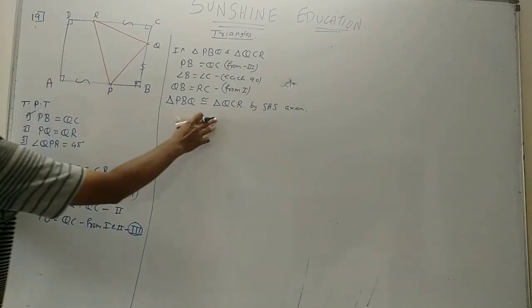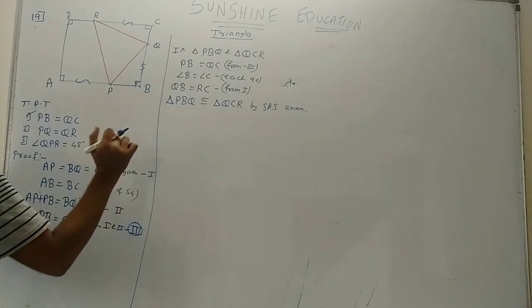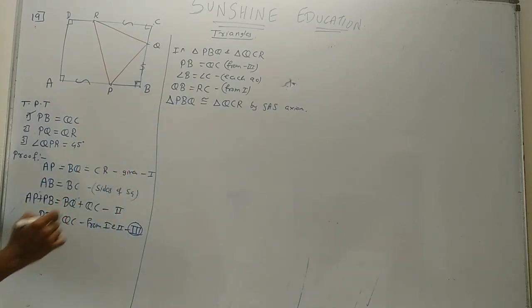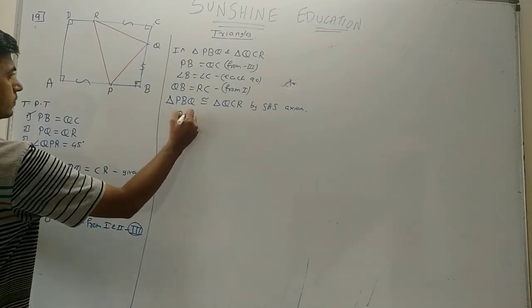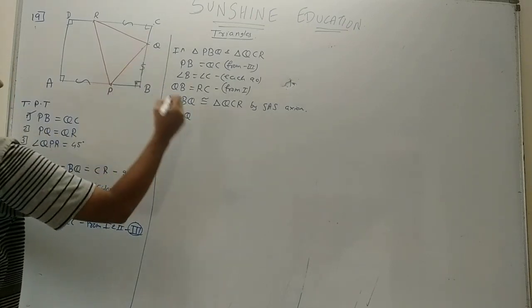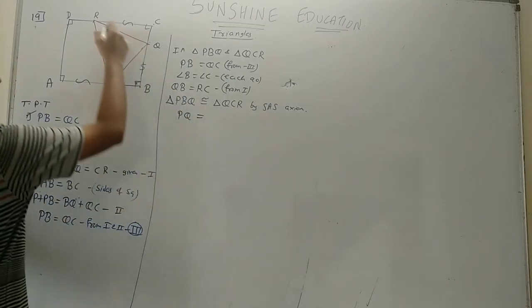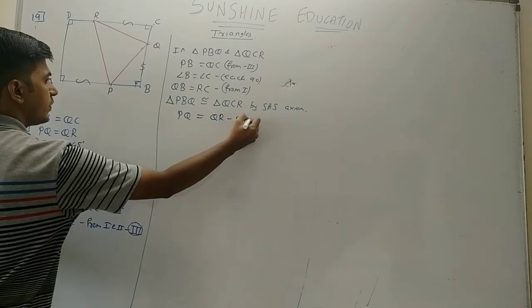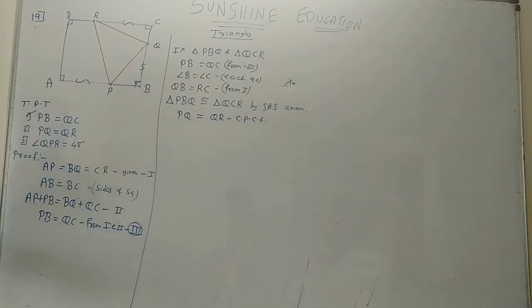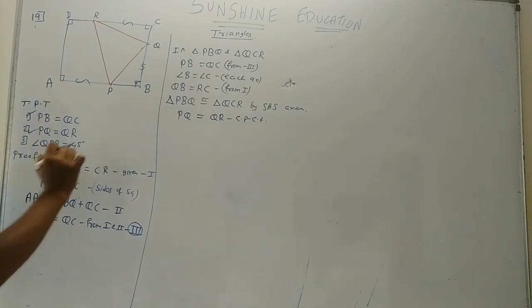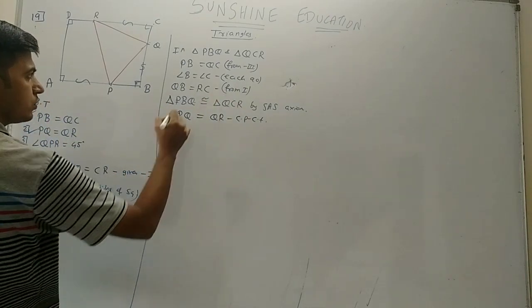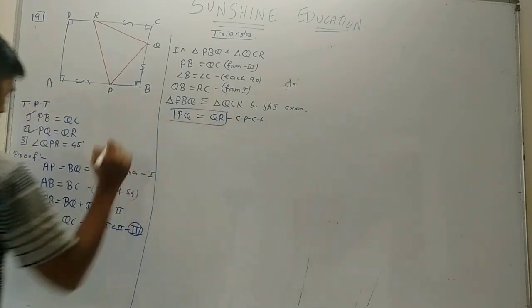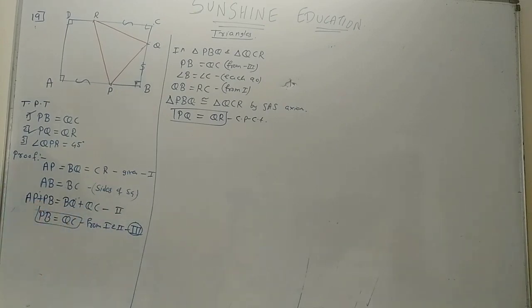If two triangles are congruent, corresponding sides are equal. Therefore, I can say that PQ, which is the hypotenuse, will be equal to QR, corresponding parts of congruent triangles. The second one is done. PQ is equal to QR. So this was the second one proved. This was the first one. Now, what is the next part?